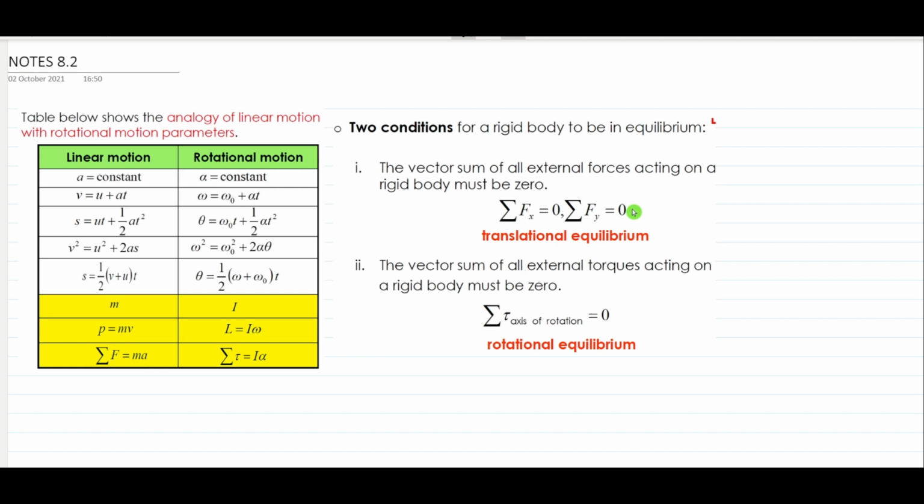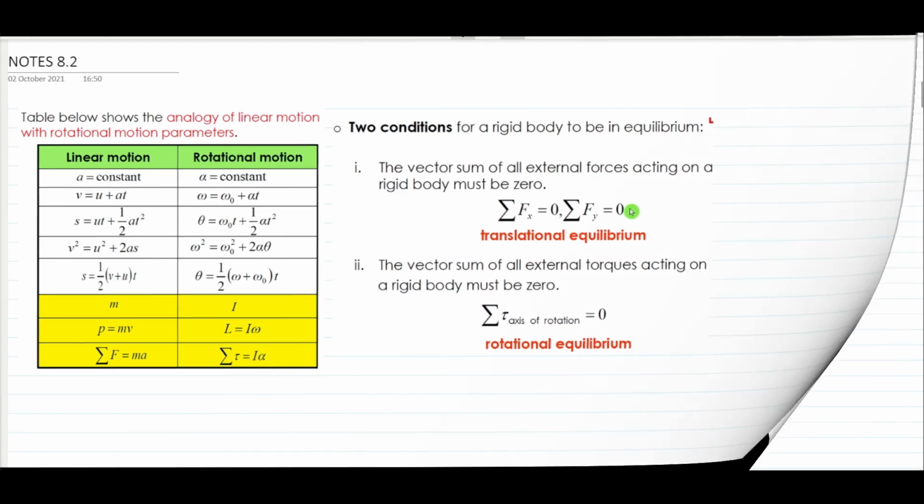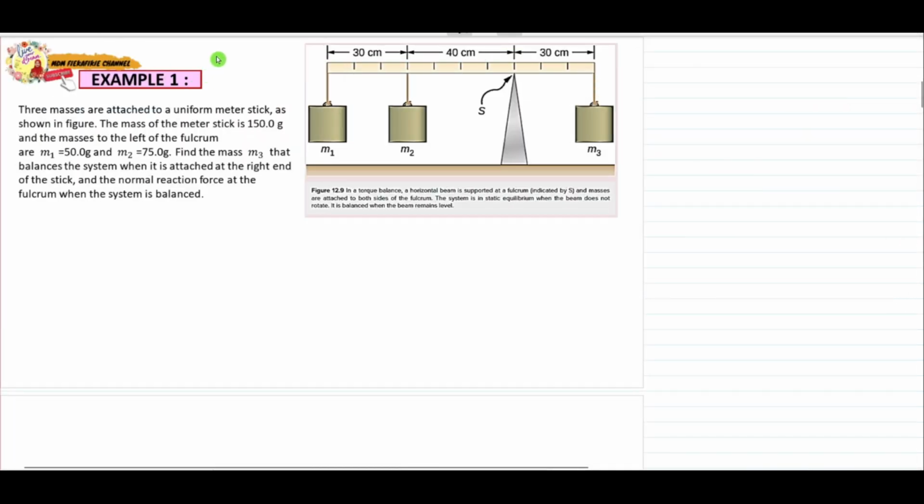Okay, so sekarang kita akan sambung dengan example number 1. Alright, now let's start with example number 1. So here we have three masses attached to a uniform stick as shown in the figure. The mass of the meter stick is given 150 gram. So I will write the mass of the meter stick in kg, which should be equal to 0.15 kg. Okay, so make sure you change from gram to kilogram.